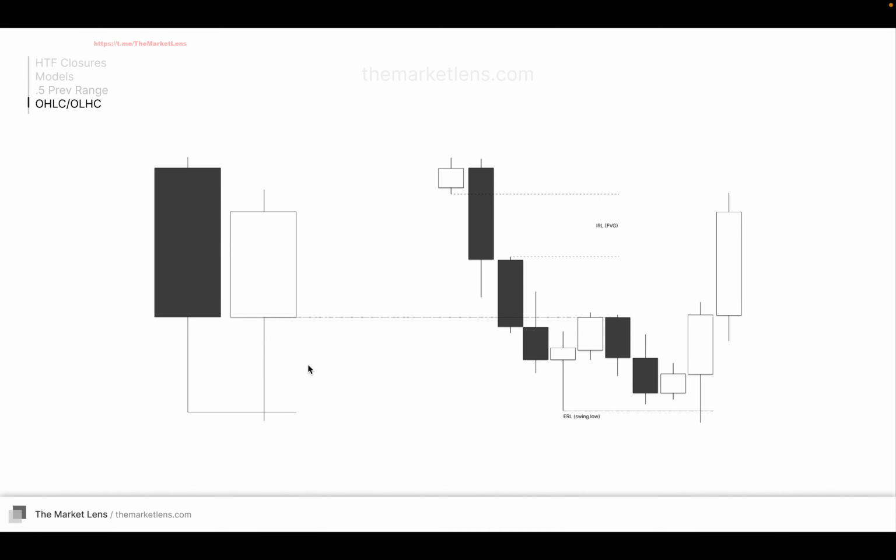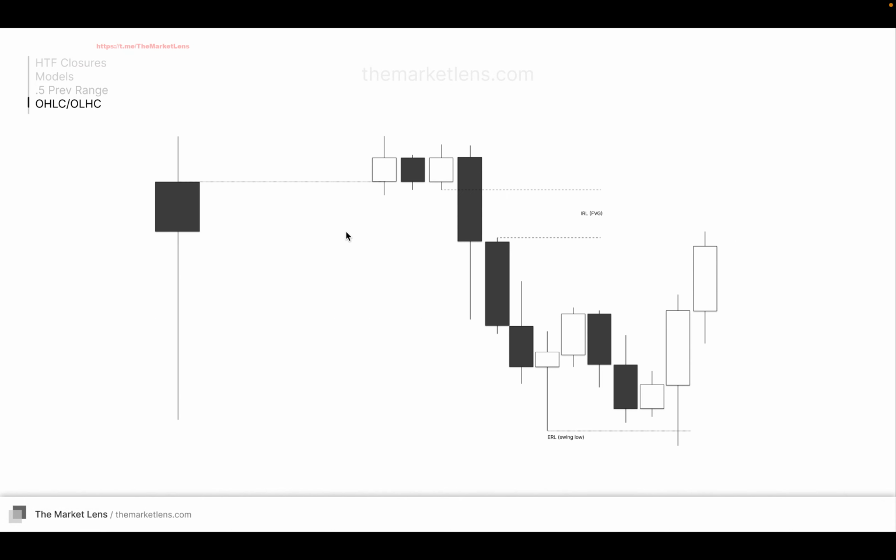And this wick supports expansion back into the range. And notice how we're opening low first. That also supports a bullish candle, right? So what about a reversal candle? How do you trade external to internal?